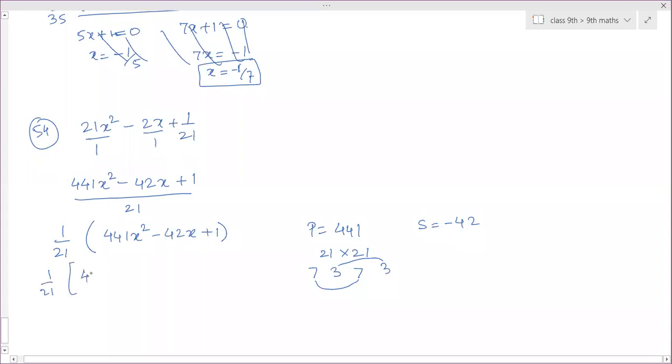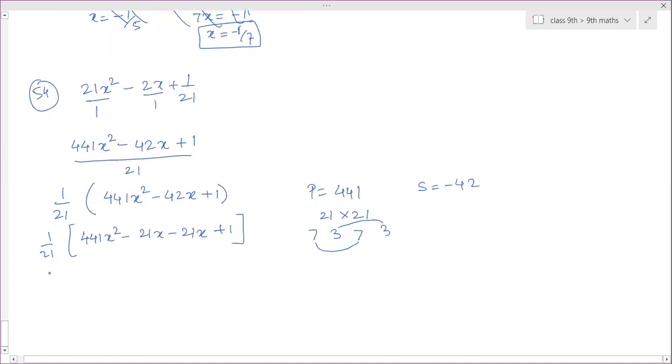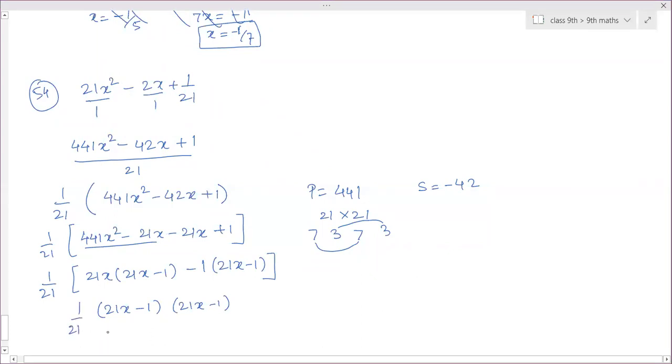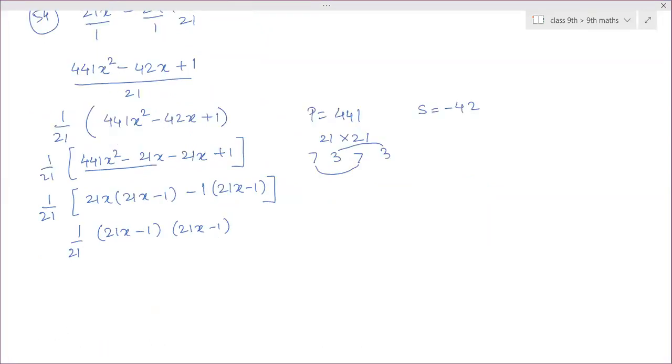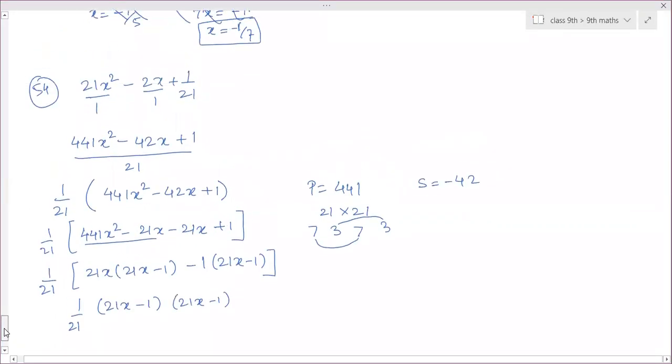So it is 441x square minus 21x minus 21x plus 1. Now factorize, 1 by 21. Common factor is 21x. 21x minus 1, minus 1 into bracket 21x minus 1. So it is 21x minus 1 into 21x minus 1 into 1 by 21. So these are the factors. Ma'am, should we write 1 by 21 into 21x minus 1 the whole square? Yeah, you can write it. Okay.